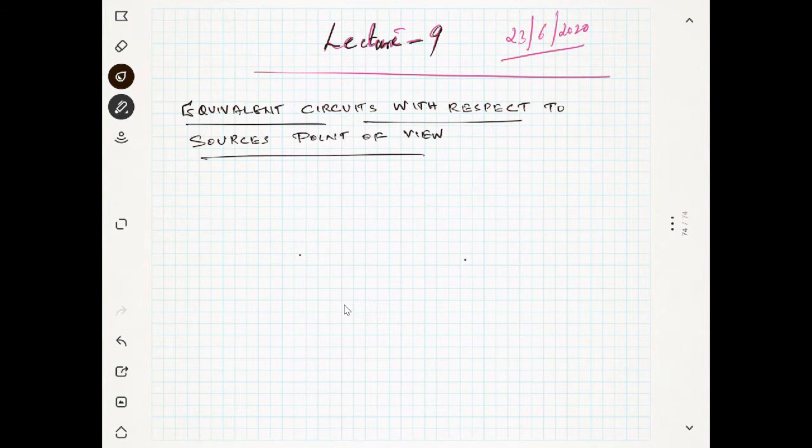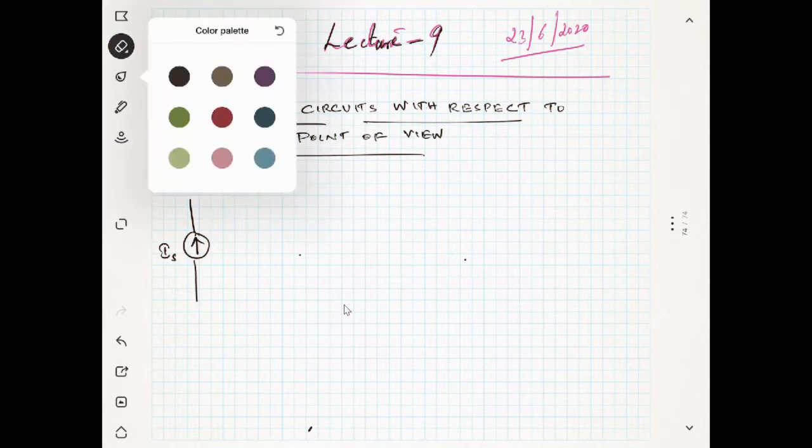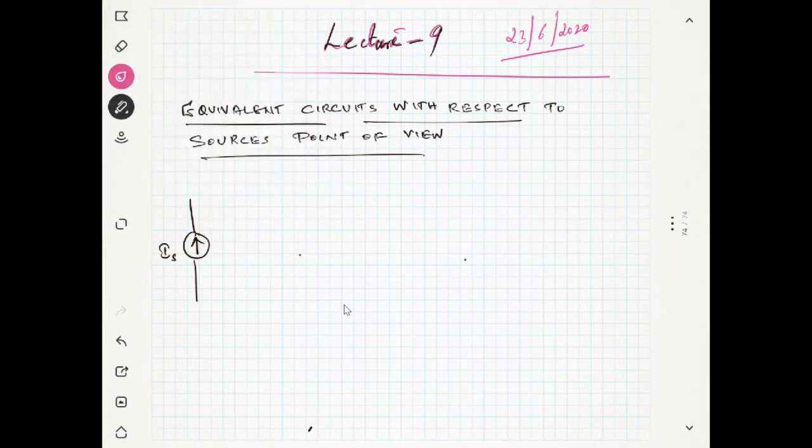Okay, so when you view from the source perspective, what is the equivalent circuit corresponding to a current source and a voltage source? Let us assume that we have a current source like this. Let's say this current source is Is. Now suppose I connect a resistance R1 in series with the current source. So you can see this is the resistance in series with the current source.